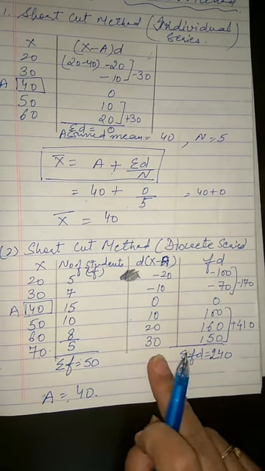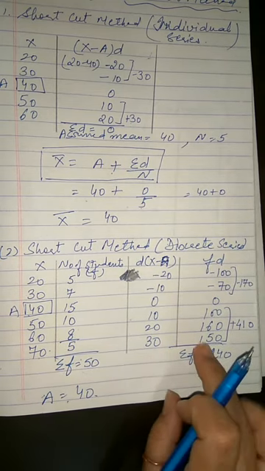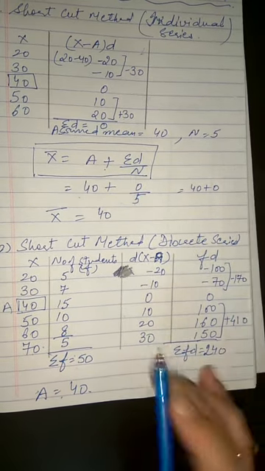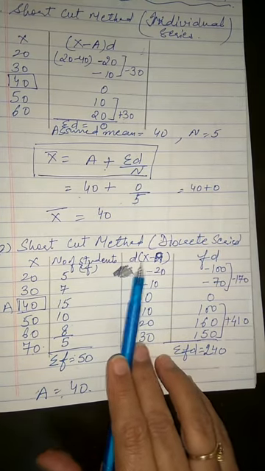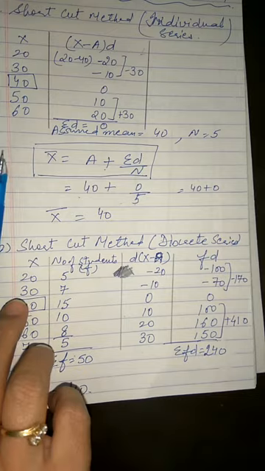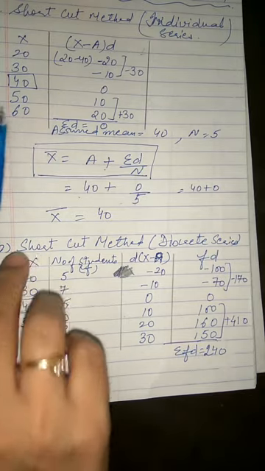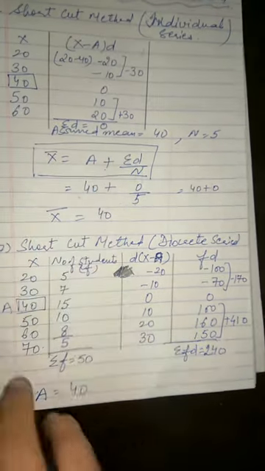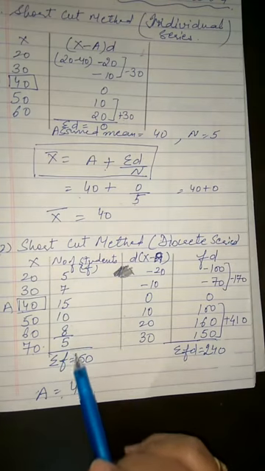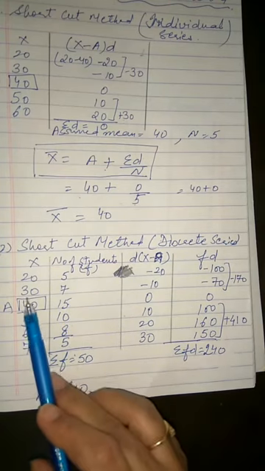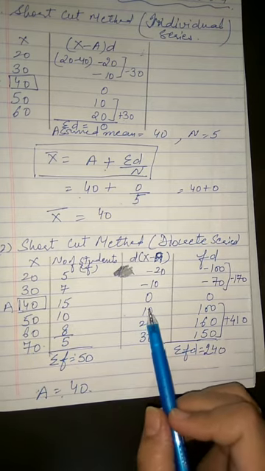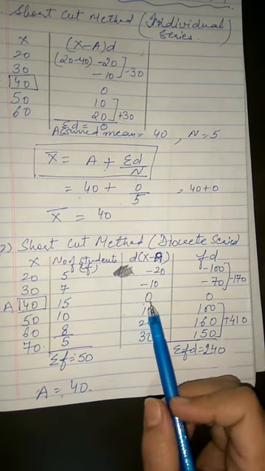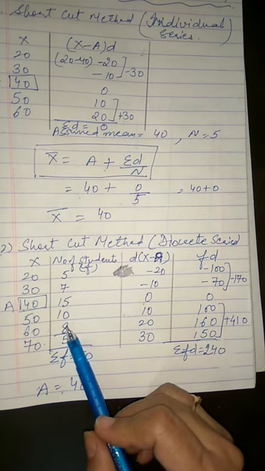Now in this sum, we will have another column. In this column, we will multiply this frequency with the deviation. Earlier there was no frequency in individual series, so we didn't multiply it with anything. Now frequency is given, the number of persons who got 30 or the number of persons who got 40. So we will multiply these deviations with this number of times.